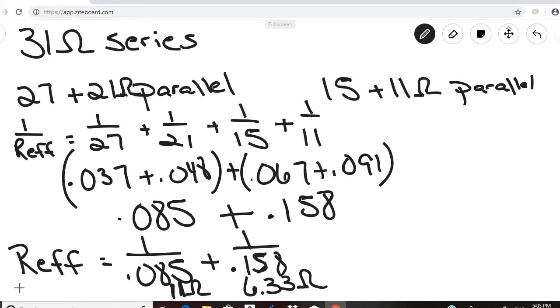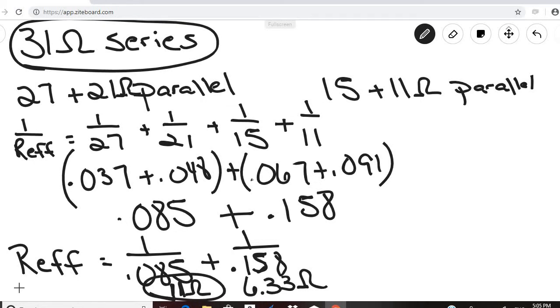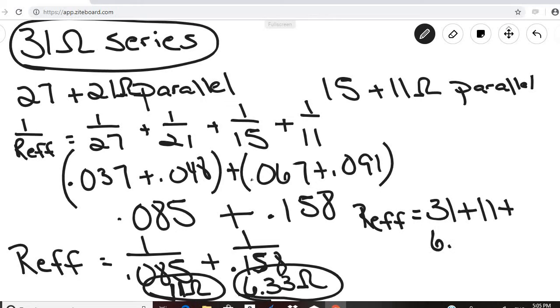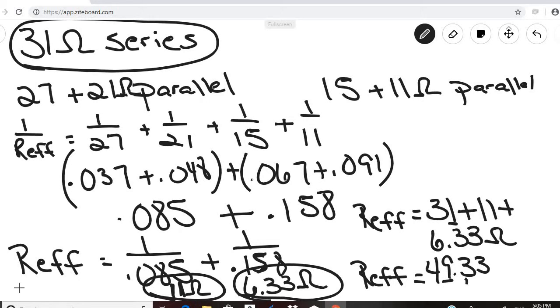Okay, so then to get the total, we're just going to add the 3 together. So we have this one that was in series, we have this one for the first 2 that were in parallel, and this one for the second two that were in parallel. So our effective resistance is going to be equal to 31 plus 11 plus 6.33 ohms. We're going to be able to go out just to the ones place. So our effective resistance will come out to be 49.33, but we can only go out to the ones place, so it's going to be 49 ohms.